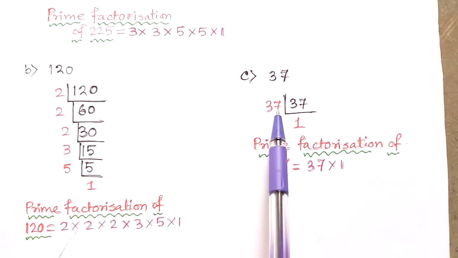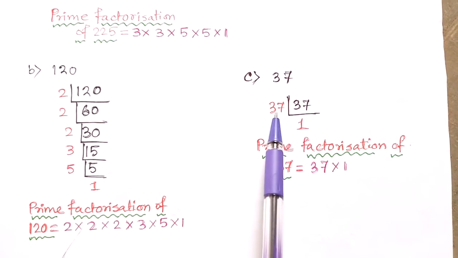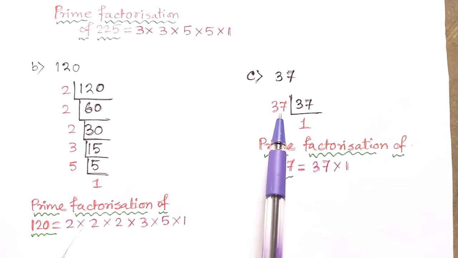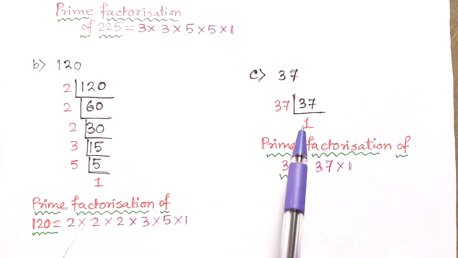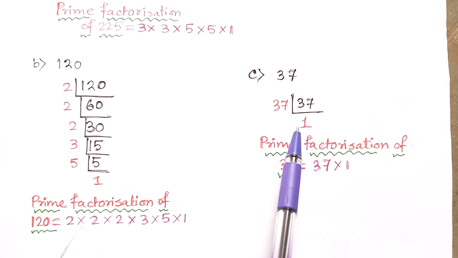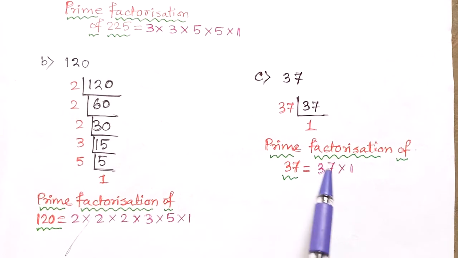Here is another example, 37, which is a prime number, so it is divisible by the number itself and 1. So 37 is divided by the number itself, 37, and we get 1, which is the least prime number. So these two are the prime factors of 37, which can be written like 37 into 1.